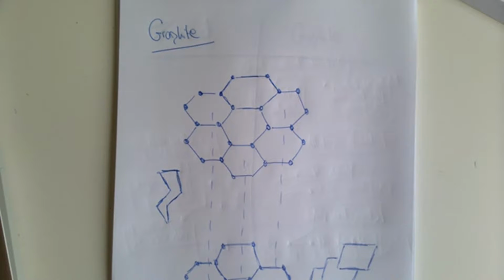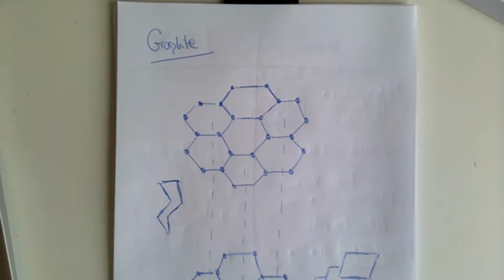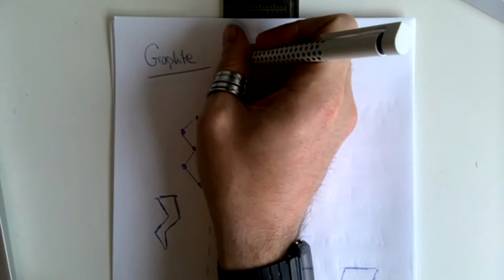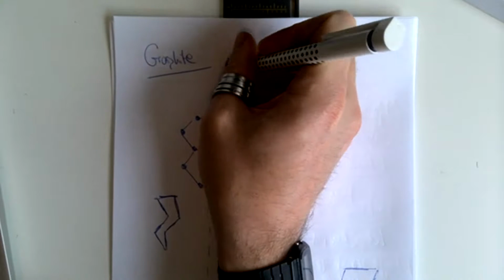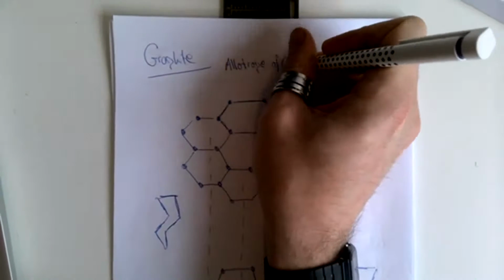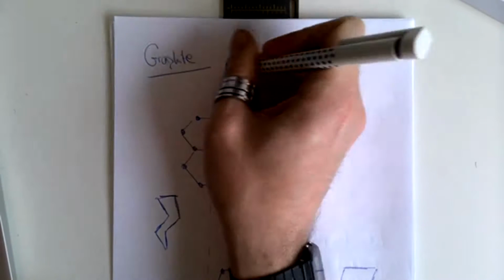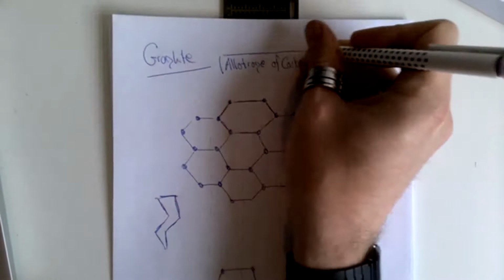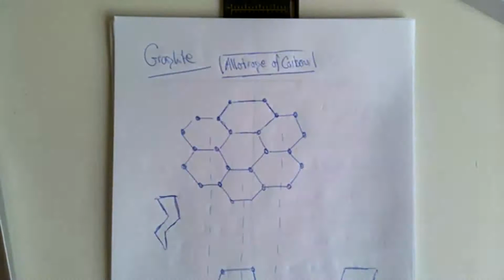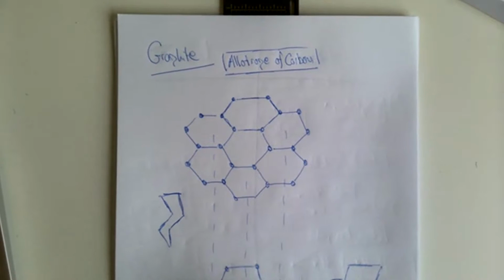So welcome to our second revision tutorial on allotropes of carbon and giant covalent structures. And the second giant covalent structure that we're going to look at here is graphite. So the first thing that's worth noting down is that graphite, again, is an allotrope of carbon, which means it's made up of carbon atoms in a specific structural form.